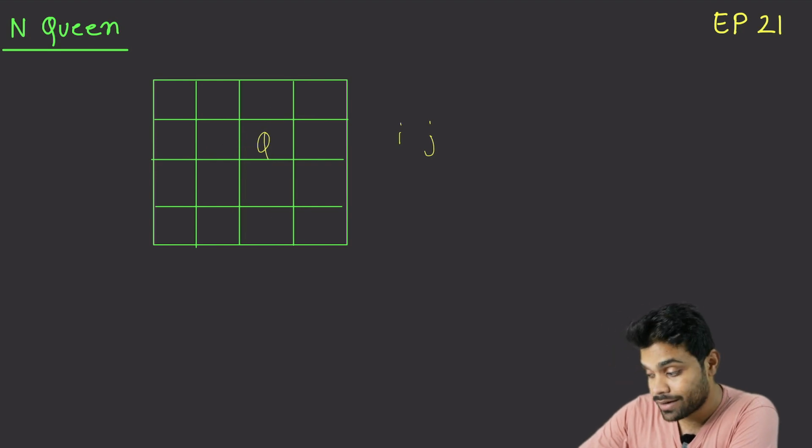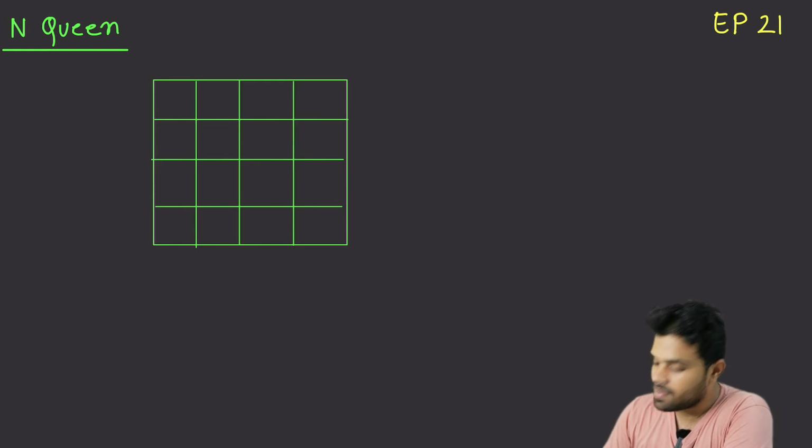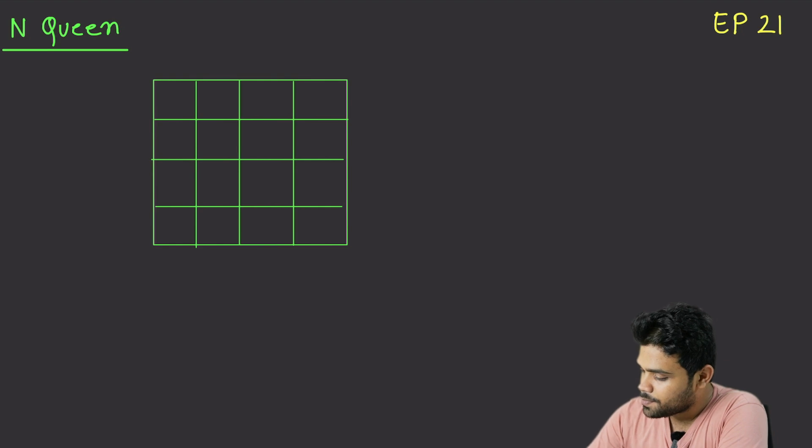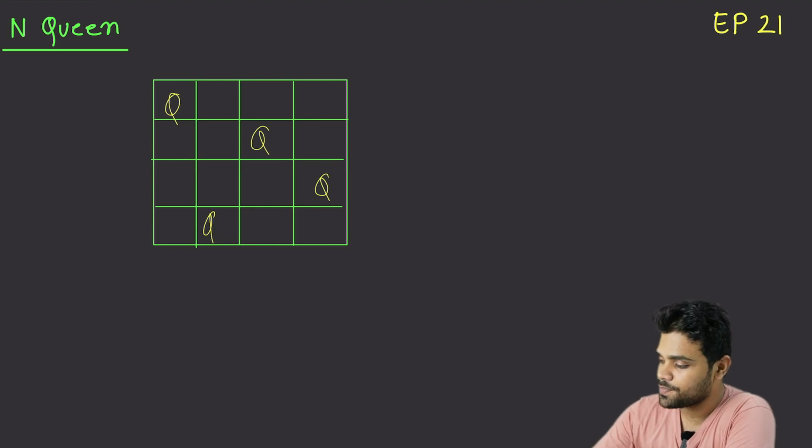Now let me show you the correct configuration, that is how we are going to place these queens, right? Before that, let me show you a wrong configuration as well. So a wrong configuration could be a queen over here, a queen over here, a queen over here, and a queen over here. This is a wrong configuration. Why? Here 2 queens are attacking each other. They both are attacking each other, right? So this is not a correct configuration.